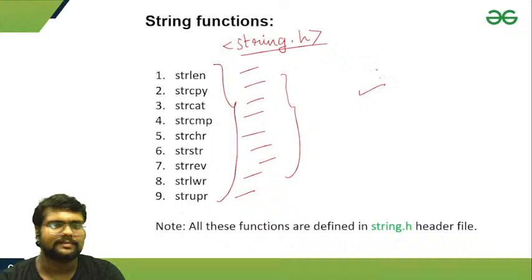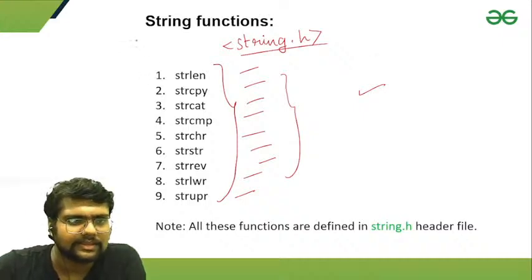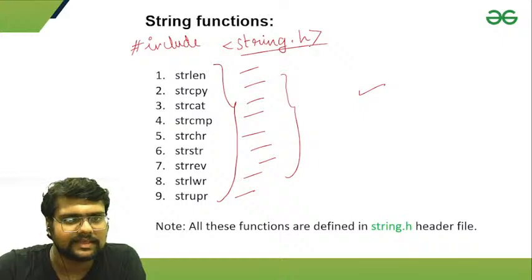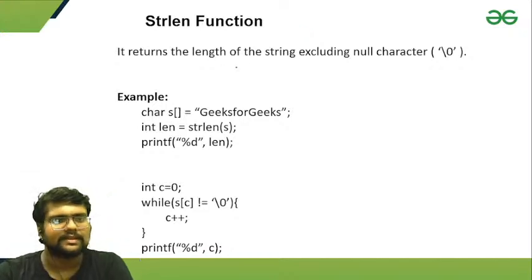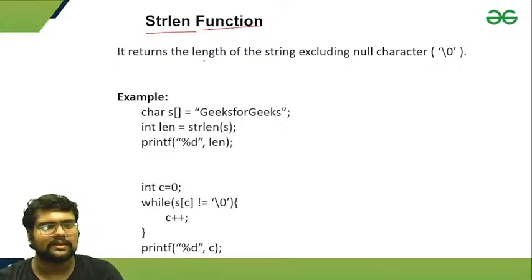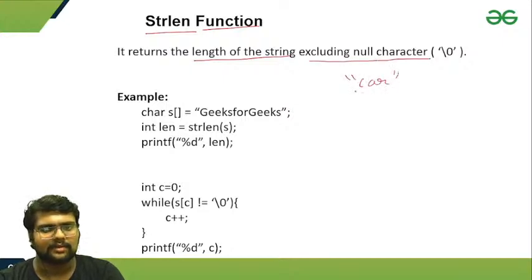As I told you earlier, you have to include the string.h library to use these functions. Let's move to our first function, strlen. It is used to get the length of the string excluding the null character, which is very important. If I have the string car, it will give 3 but not 4, because it will not count the null character at the end. So 3 will be the output.